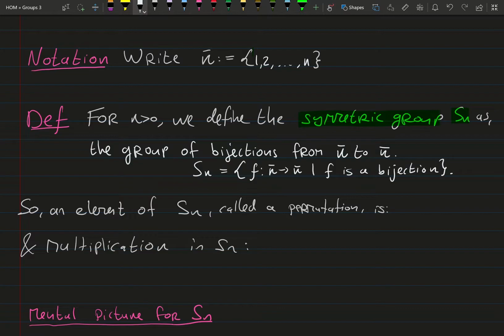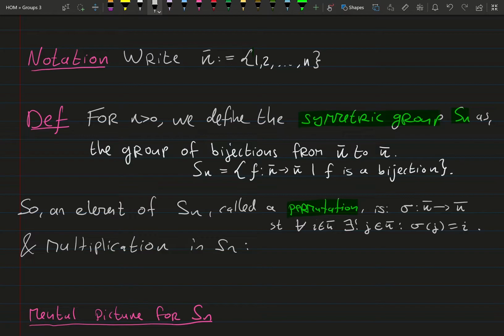Okay. So an element of Sn, which is called a permutation, we often write as sigma from n bar to n bar such that for all, let's say, i in n bar, there is a unique j in n bar such that sigma of j is i. And multiplication in Sn is defined as follows.